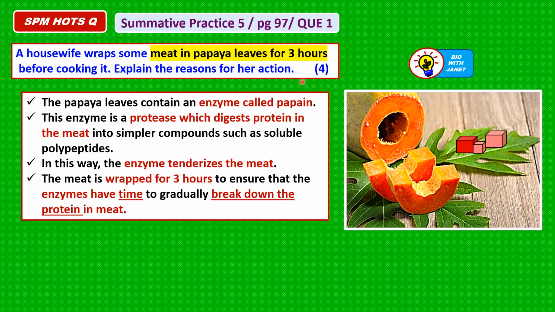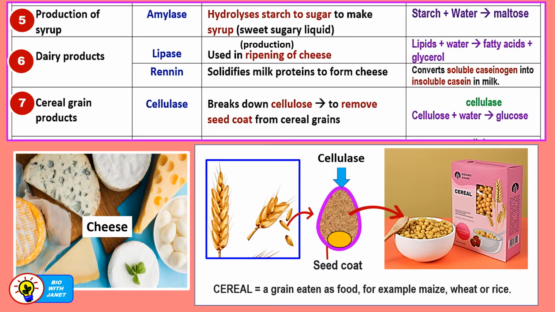Now, another thing that we can explain is why it is wrapped for 3 hours. It is to ensure that the enzymes have time to gradually break down the protein in the meat, because enzymes cannot just suddenly break down the protein. They need time to work effectively to digest the protein in the meat. It is a type of digestion. So 1 mark for each statement here.